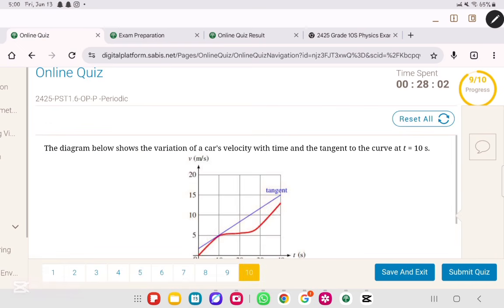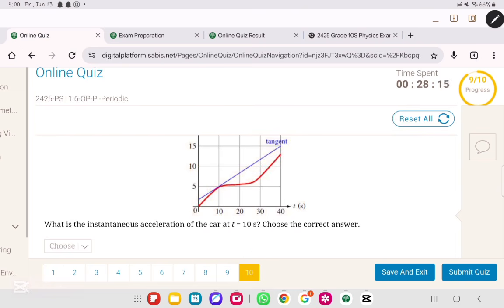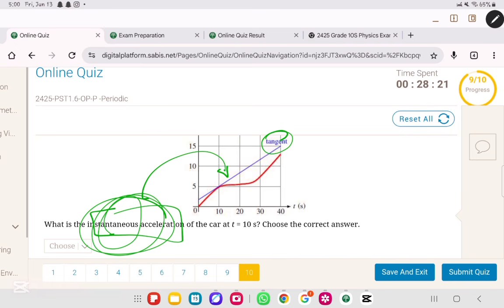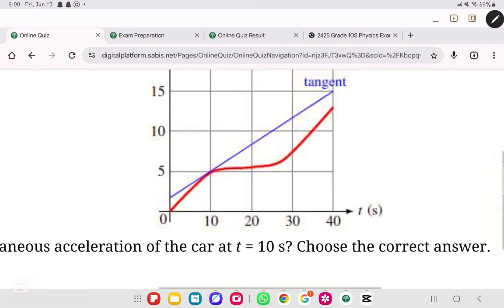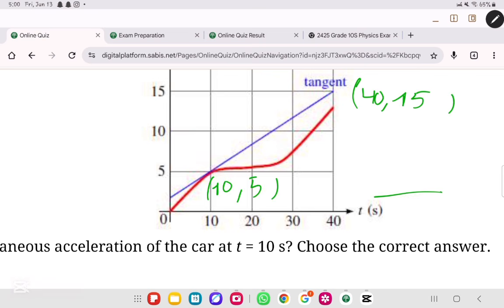We'll move on to question number 10. They said the diagram below shows the variation of a car's velocity with time and the tangent to the curve. Okay, here they were nice and they gave us the tangent, right? So what we're going to do is we're going to find the instantaneous acceleration. Remember, instantaneous acceleration. In order to find it, we will need to find the slope of the tangent. So let's take any 2 points. For example, this point over here, which is 40, 15. And this point over here, which is 10, 5. We will do y minus y over x minus x.